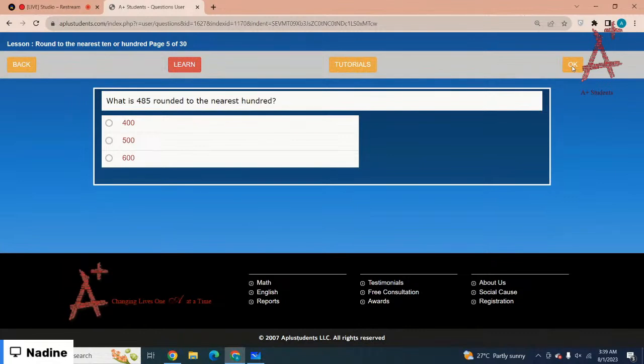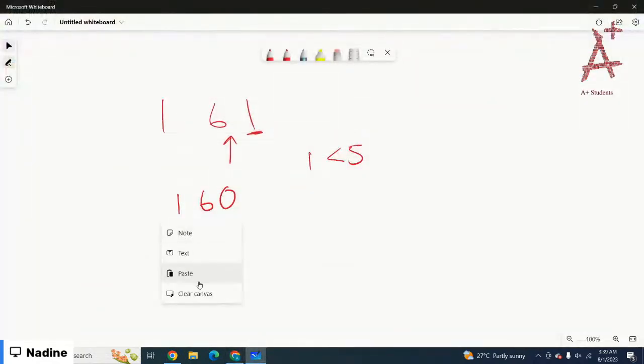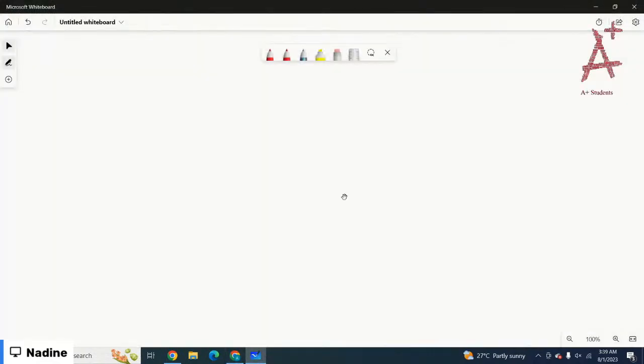What is 485 rounded to the nearest 100? 485. 4 is at the hundreds position. Right next to 4 you have 8, and 8 is greater than 5. That means you have to round to the next 100. 4 plus 1 is 5. Replace the two digits with 0. So that means it will end up as 500. So the correct option is 500.